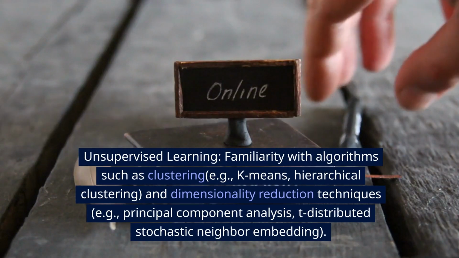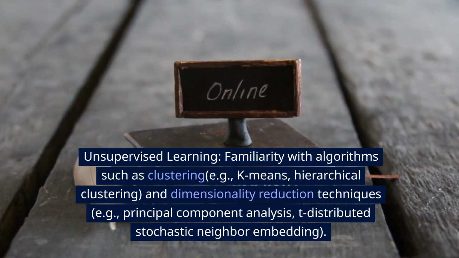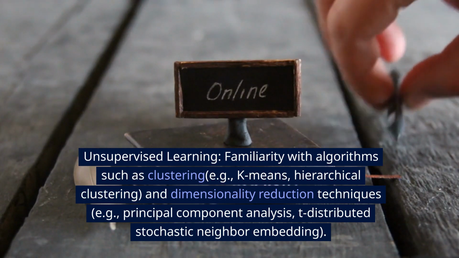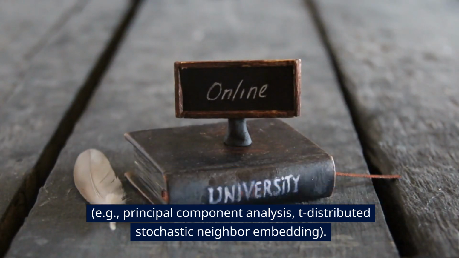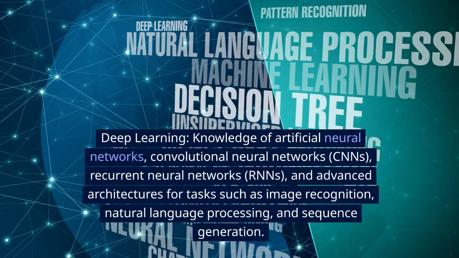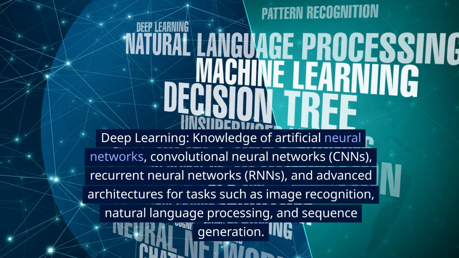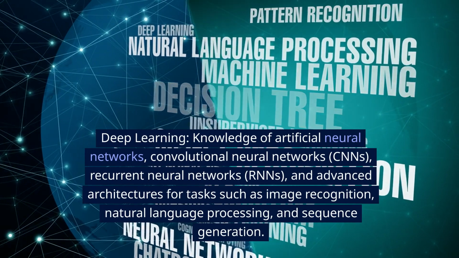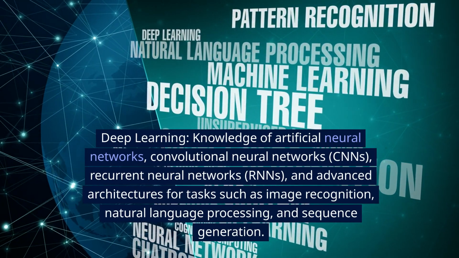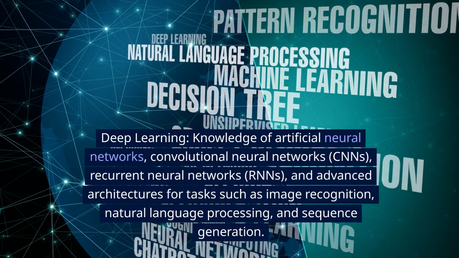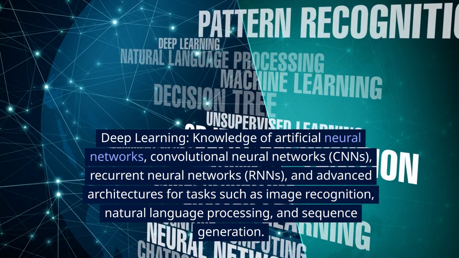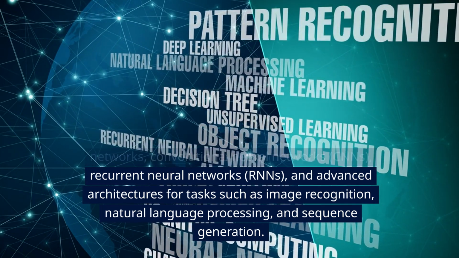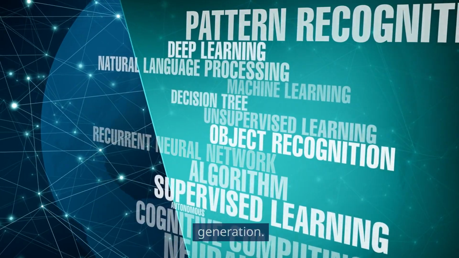Unsupervised learning: familiarity with algorithms such as clustering, e.g. k-means, hierarchical clustering, and dimensionality reduction techniques, e.g. principal component analysis, t-distributed stochastic neighbor embedding. Deep learning: knowledge of artificial neural networks, convolutional neural networks, CNNs, recurrent neural networks, RNNs, and advanced architectures for tasks such as image recognition, natural language processing, and sequence generation.